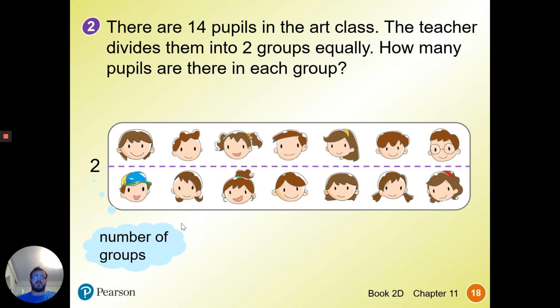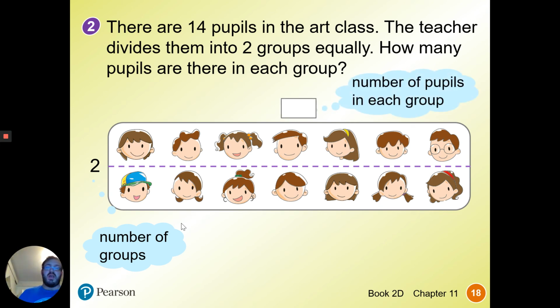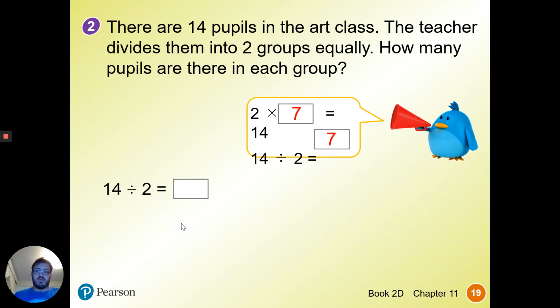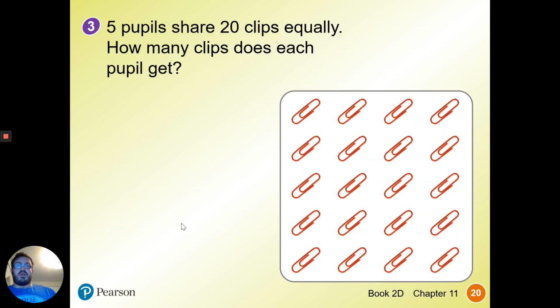So there are 14 pupils in an art class. The teacher divides them into 2 groups equally. How many pupils are in each group? We can just follow the 7 times table to calculate this. 1 times 7 is 7. 2 times 7 is 14. So how many students are in each group? 7. 14 divided by 2 gives us the answer of 7. There are 14 pupils, so this is the same answer.